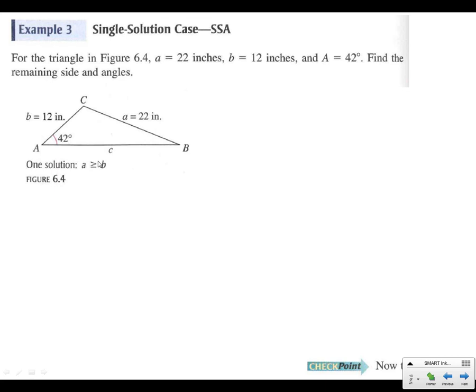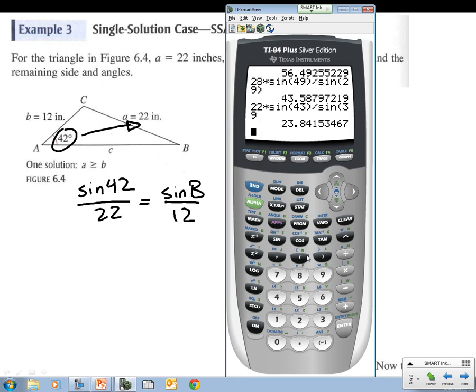The other way that we could do this, and here's what we're going to do. We're going to start right away. We're going to do the law of sines. So we're going to say sine of 42 over 22, right? Those are the angle inside that matches up, equals 12, that's the side length, over the sine of B. Okay? Now we're going to just figure out B here. Go into our calculator. We're going to do sine of 42.